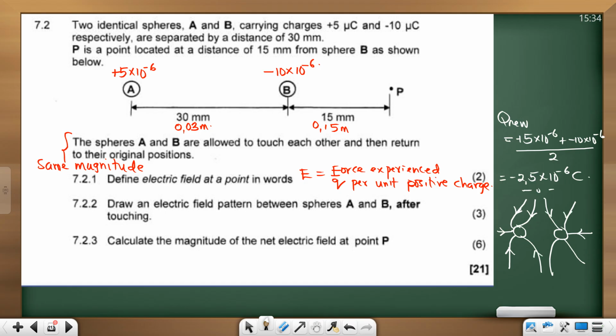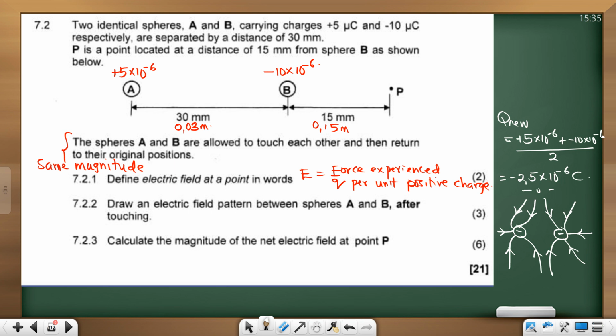I swapped those. What happened? I wrote negative on the second one and now the first one. No, but they said the spheres A and B are allowed to touch each other. So they both become negative. Yes, you have to add and divide by 2. Oh, okay. So now they've changed charges. They are now of the same. So we do that calculation to check, are they going to be both negative or both positive? Because that will inform the arrow.